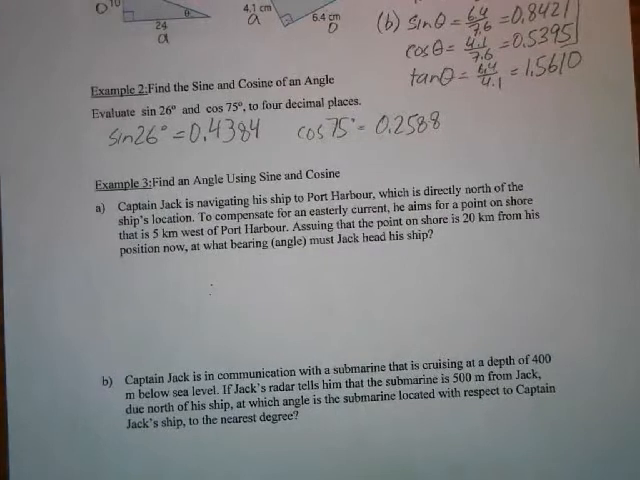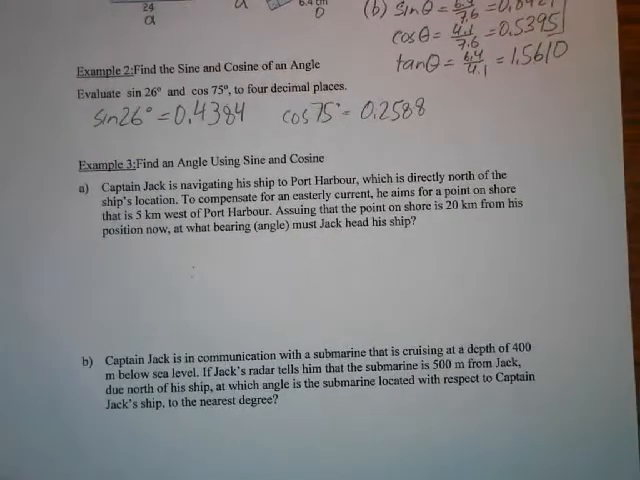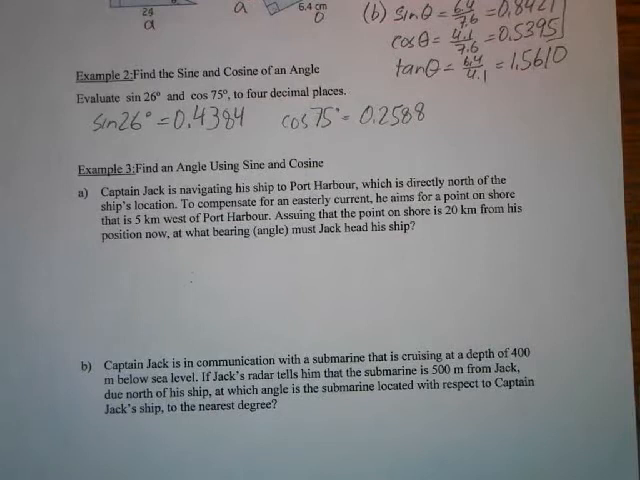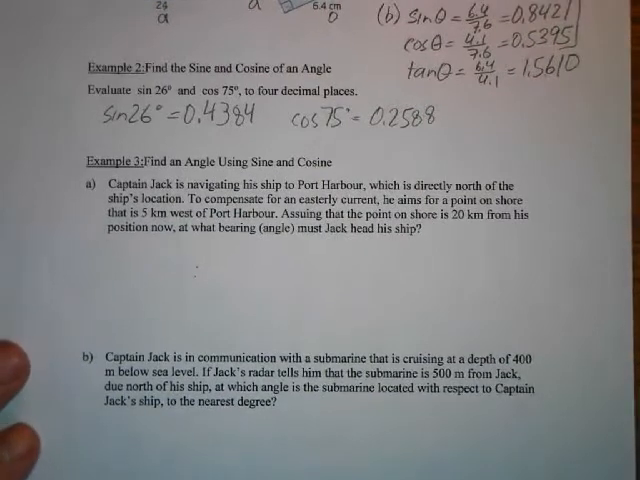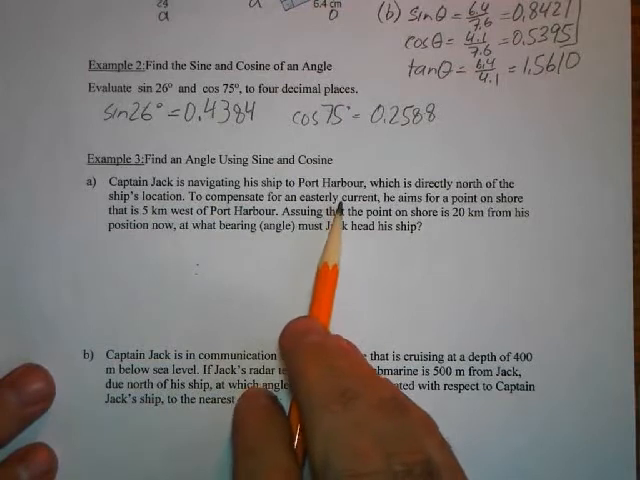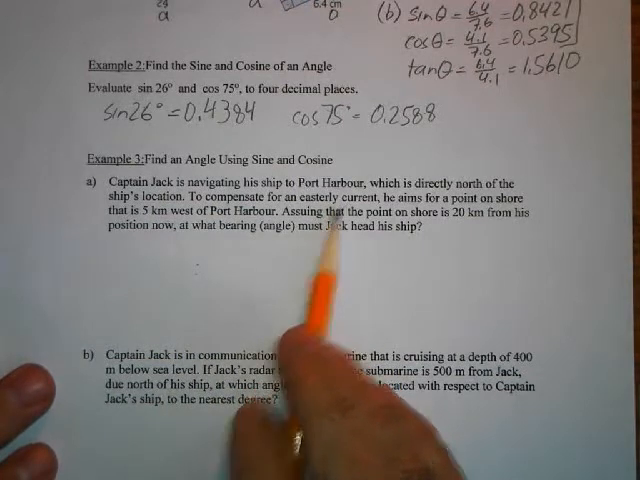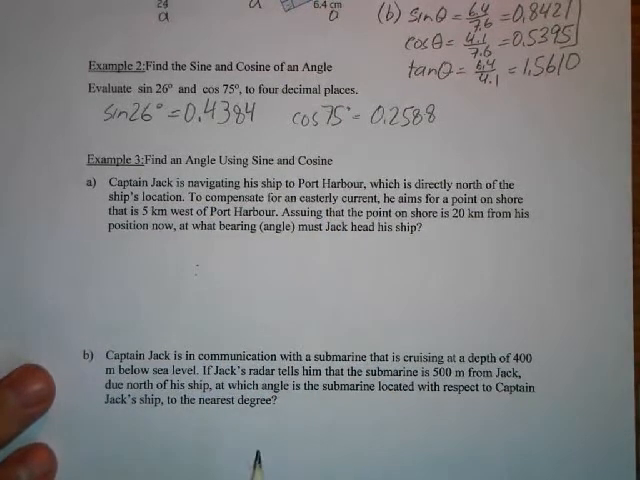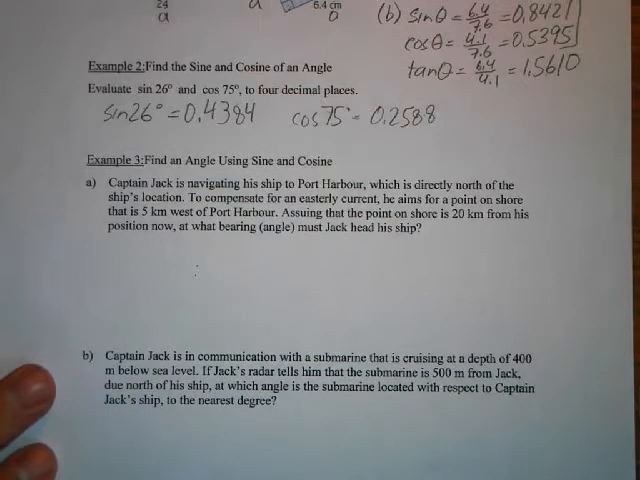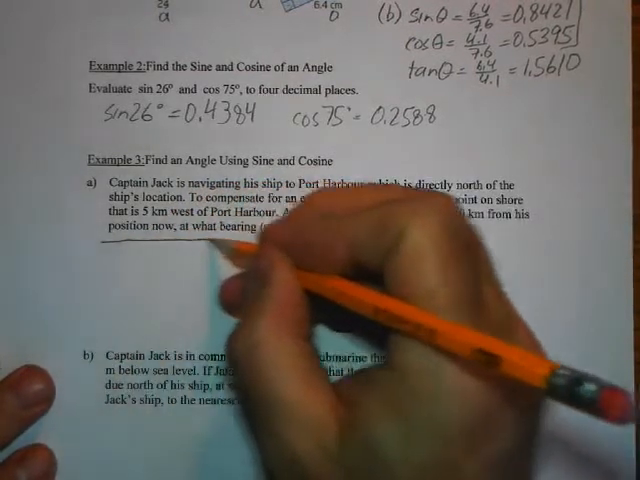Lots of word problems with trigonometry, but the good news is they all involve triangles, and they're not all that difficult in terms of the math. Captain Jack is navigating his ship to Port Harbor, which is directly north of the ship's location. To compensate for an easterly current, he aims for a point on shore that is 5 kilometers west of Point Harbor. Okay, so the hardest part about these is just drawing the situation.